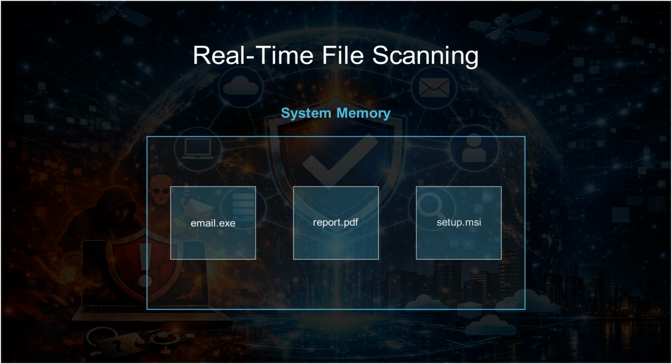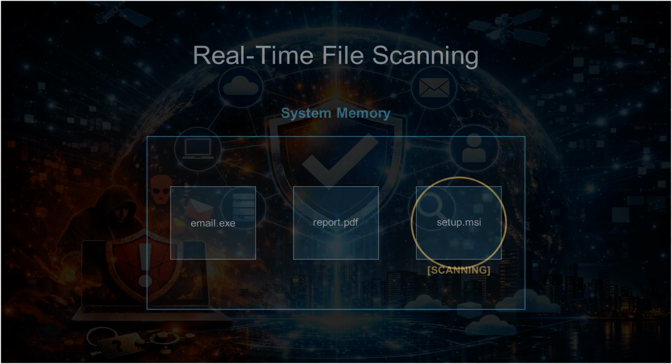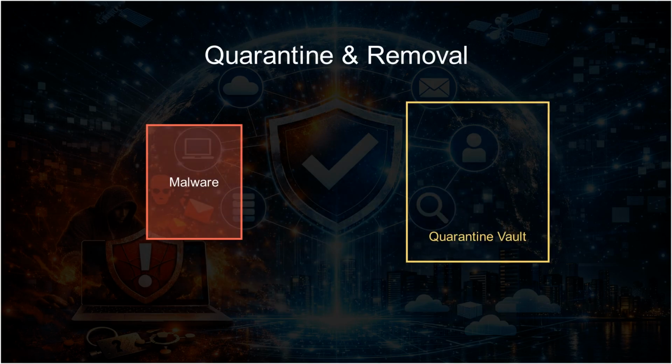Antivirus runs continuously in the background, intercepting every file that enters system memory in real time. Every time you download an email attachment, open a document, or install a program, the scanner intercepts and checks that file before it executes. The scanner moves rapidly across each file in memory, ensuring no malicious code slips through into active execution. When a threat is successfully identified, the final step is quarantine and removal.